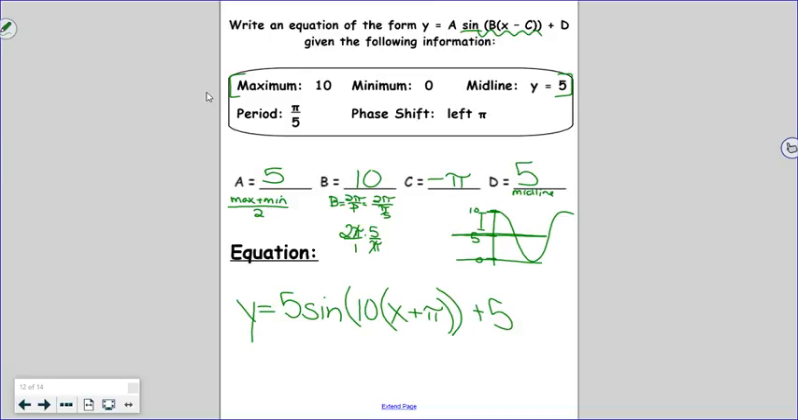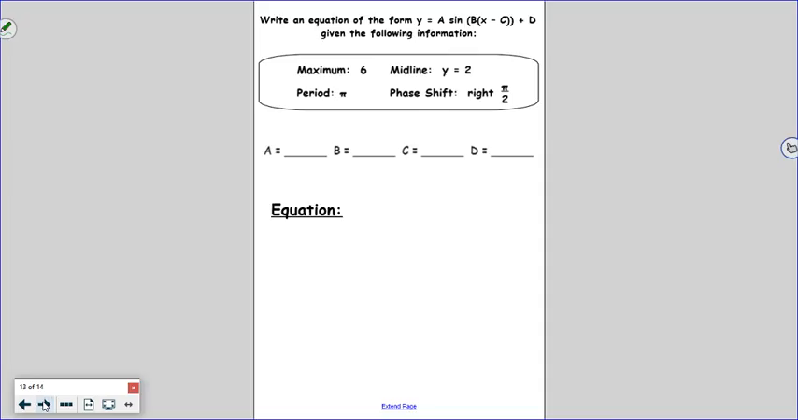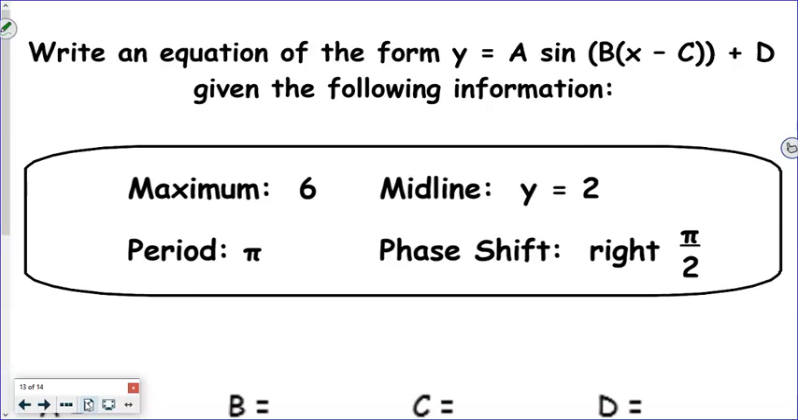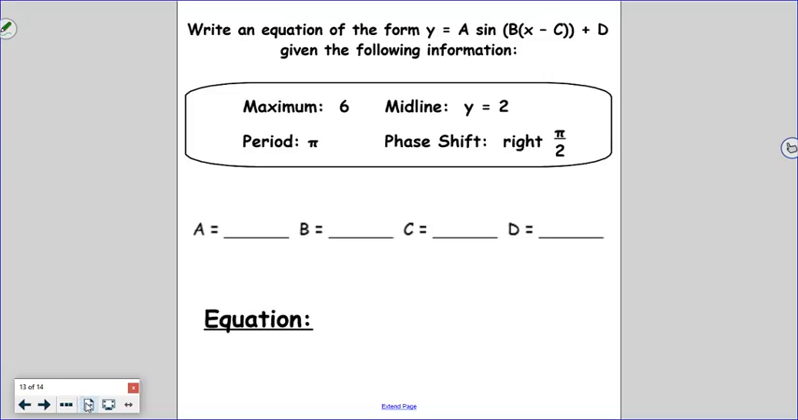Questions on that? Okay, I'm going to talk through the last one very quickly, not give you a lot of time to think ahead of me because we are about out of time. But you'll notice the difference between what was given to us last time and what was given to us this time is they do not tell us the minimum value. They tell us the max, they tell us the midline. They only have to give us 2 out of the 3 of those. We can still figure everything out.